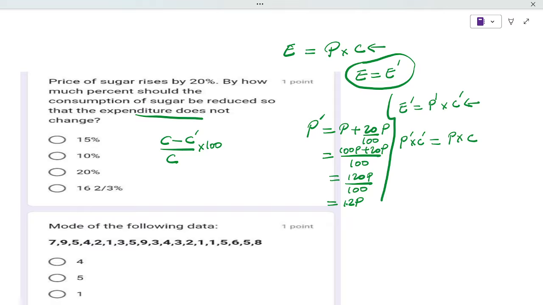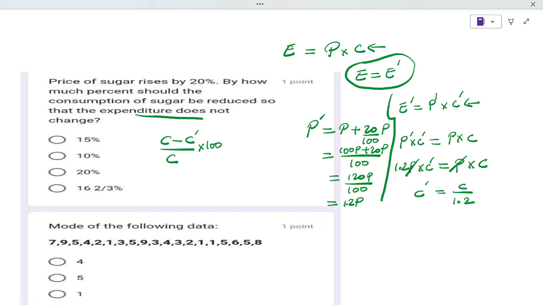B into C. Now putting the value of B dash, 1.2 B into C dash is equal to B into C. So B can be cancelled. Yes, B can be cancelled. So C dash becomes C by 1.2.